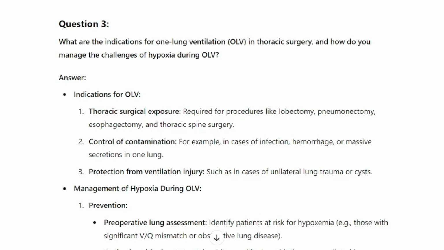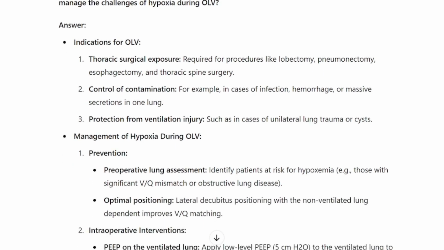Management of hypoxia during OLV. 1. Prevention. Preoperative lung assessment. Identify patients at risk for hypoxemia, e.g., those with significant VQ mismatch or obstructive lung disease. Optimal positioning. Lateral decubitus positioning with the non-ventilated lung dependent improves VQ matching. 2. Intraoperative interventions. PEEP on the ventilated lung. Apply low-level PEEP, 5 cm H2O, to the ventilated lung to improve alveolar recruitment.